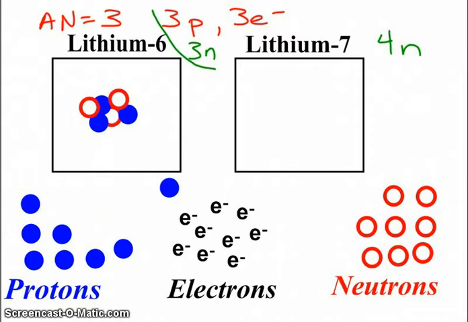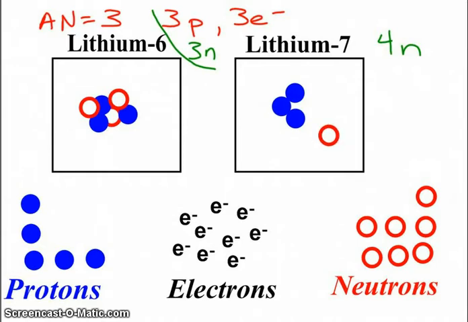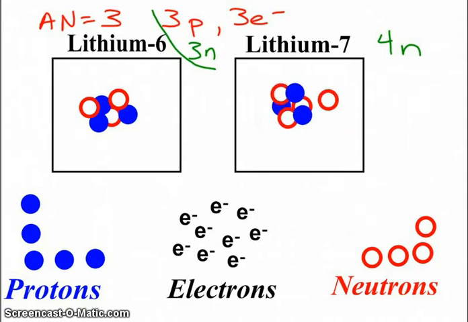Lithium-7 has to have 3 protons, but 4 neutrons. So I'll bring my protons over and try to incorporate my neutrons and make it look somewhat circle-ish. There. And then I need to include the electrons. So each of them is going to need 3 electrons, just somewhere around the nucleus is fine.